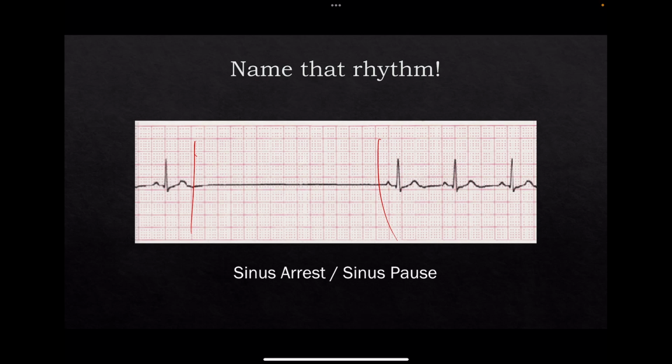What's the cutoff for sinus pause? Like, how long does that have to be before you consider it a pause? I think it's greater than 2.5 seconds. So if you have greater than 2.5 seconds without a heartbeat, that's considered a significant cardiac pause.